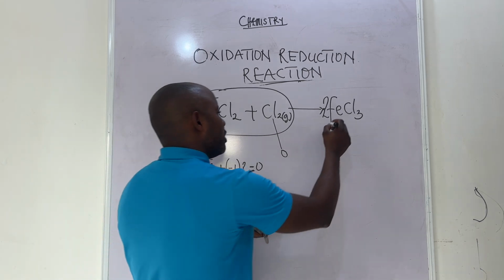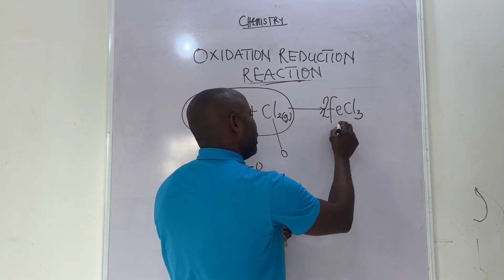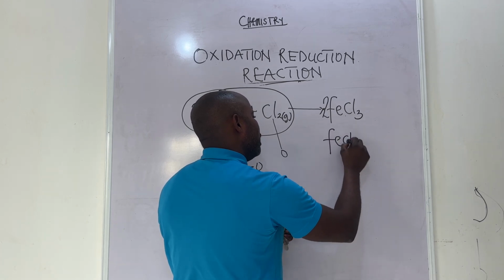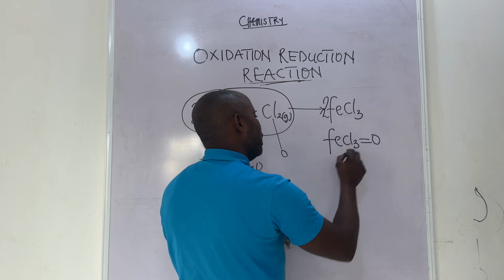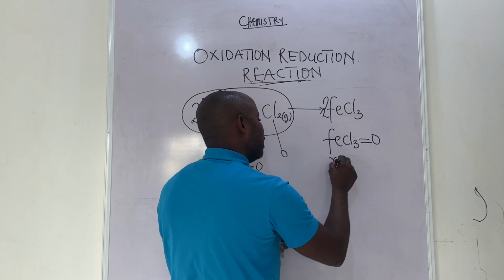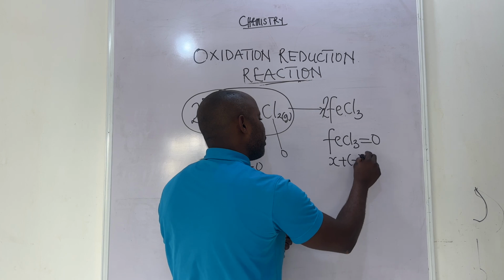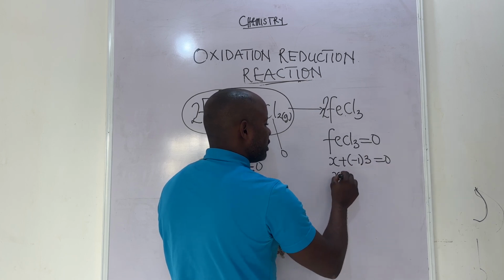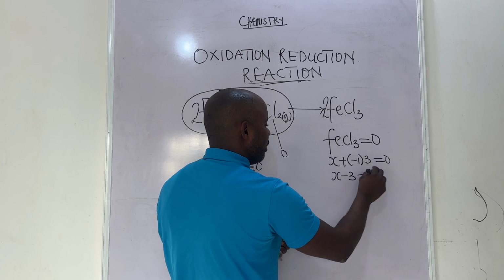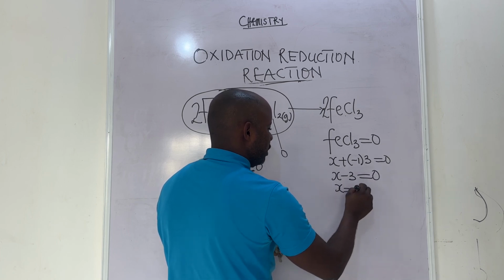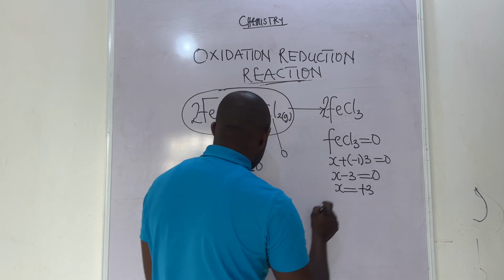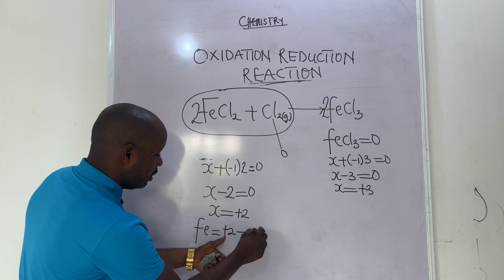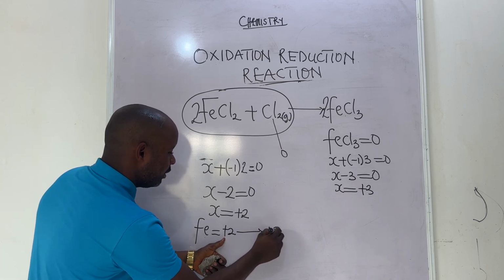So we'll come to this place. What is the oxidation state of this? We said FeCl3 is equal to 0. By so doing, S plus -1 of chloride is equal to 0. We said 3 times -1. I'm going to say S minus 3 is equal to 0. S is equal to what? +3. We can say here that iron moved from +2 to +3.